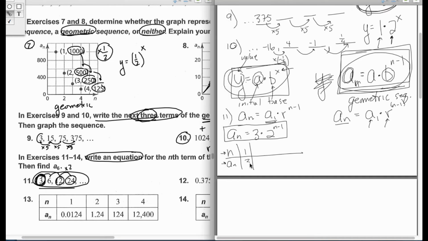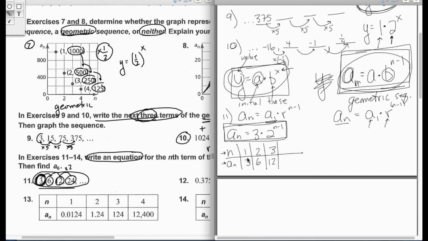Let's put in 2, the second number in the sequence. 2 minus 1 is 1. 2 to the first power is 2. 2 times 3 is 6. You see, we're getting the same values right here. The third number in the sequence, we put 3 in for n. 3 minus 1 is 2. 2 squared is 4. 4 times 3 is 12. And you can see that we're getting all those numbers using this formula.